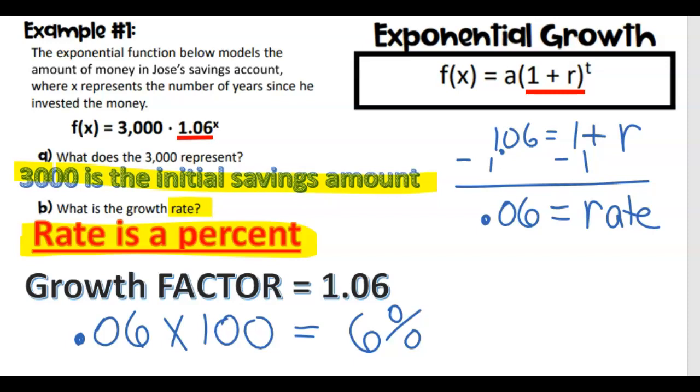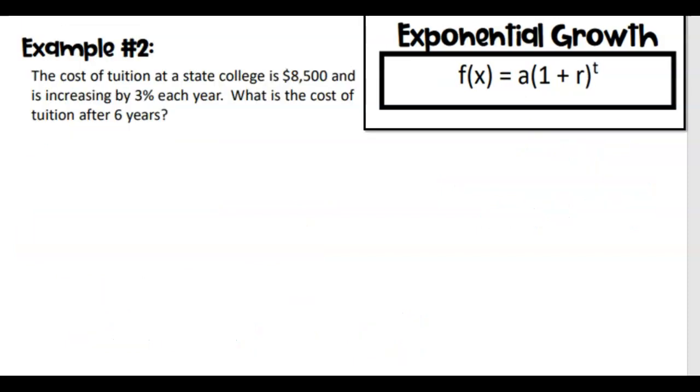By the way, that is not reasonable for the banks at this time. Banks at this time are paying more like 1% interest on a savings account, maybe 1.2. Okay.